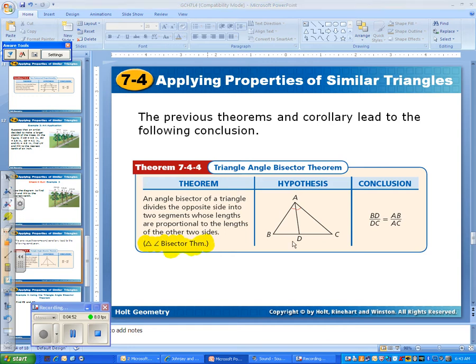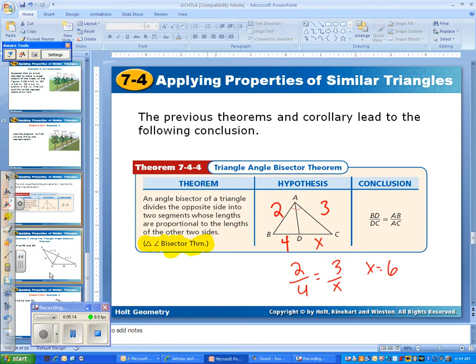So what this means is if you have an angle bisector, meaning these two angles are going to be cut. Let's say this side is 2 and this side is 4 and this side is 3. We could set up a proportion to figure out how long DC is. So you could say 2 over 4 equals 3 over x. Cross multiply, and you'll get that it's 6. All right, so that's it. Triangle angle bisector theorem.